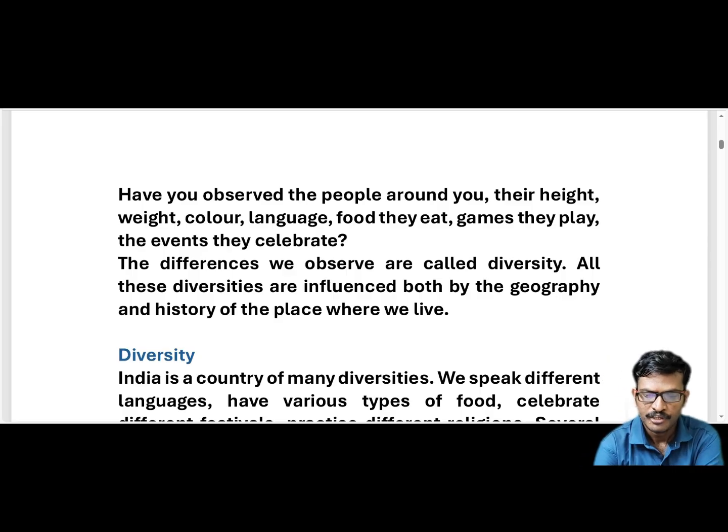Have you observed this? What did you observe? There are differences in height, weight, color, language and food habits, and their games also, they play different games, and the celebration of their events is also different. These differences are called diversity. Diversity is nothing but the differences between people that we have observed in our surroundings, like their height, as we have just discussed.